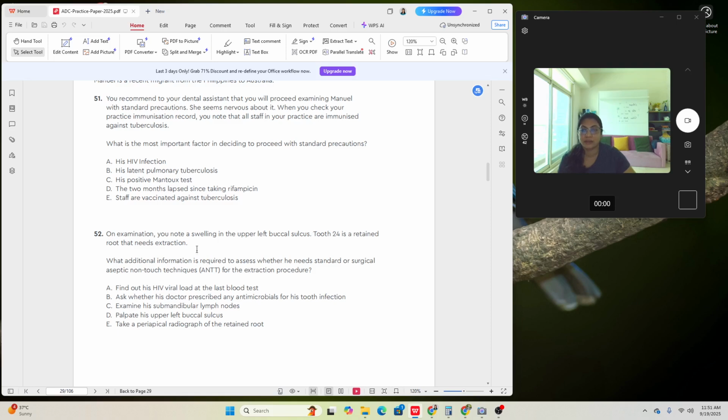Tooth 24 is a retained root that requires extraction. Now, this is a very important question because I saw a lot of debate going on about this question in the Facebook group, and I gave exactly the same answer which is given by ADC. So I'm glad that they and I think alike on this question. What additional information is required to assess whether he needs standard or surgical aseptic non-touch techniques for the extraction procedure?